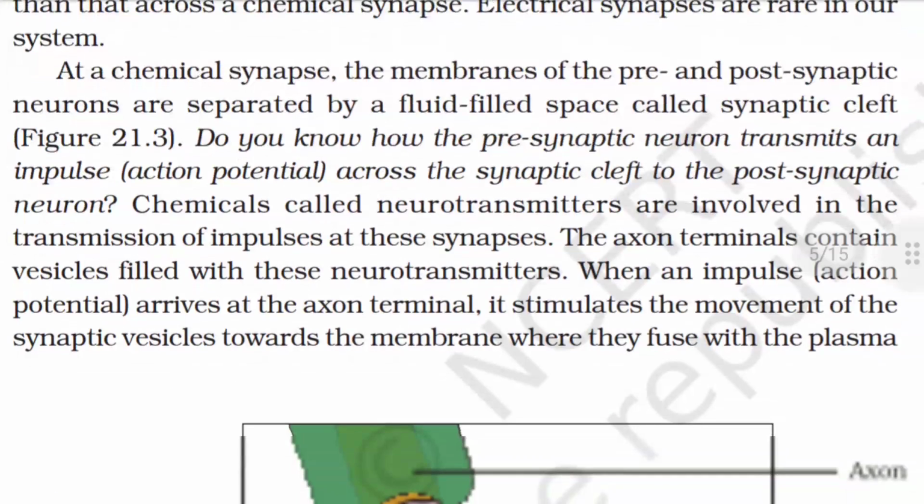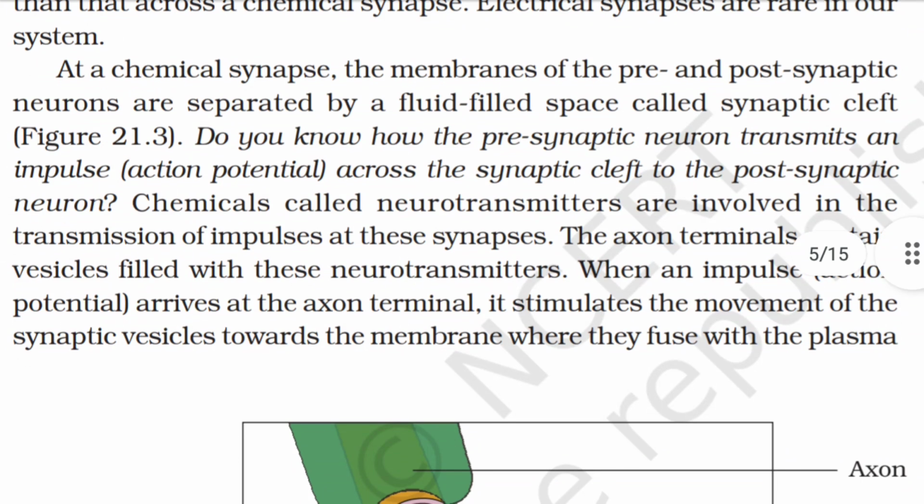At a chemical synapse, the membranes of the pre- and postsynaptic neurons are separated by a fluid-filled space called synaptic cleft. Do you know how the presynaptic neuron transmits an impulse across the synaptic cleft to the postsynaptic neuron? Chemicals called neurotransmitters are involved in the transmission of impulses at these synapses. The axon terminals contain vesicles filled with these neurotransmitters.